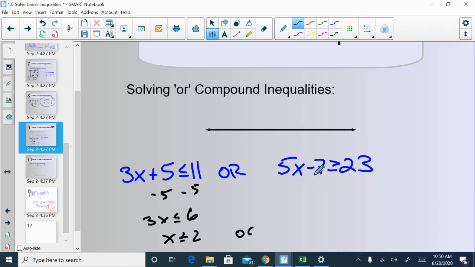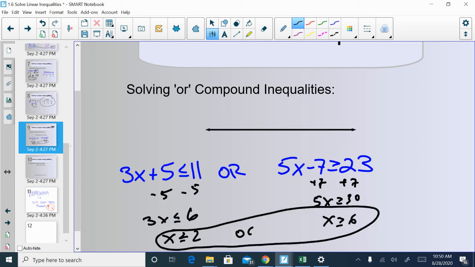Over here, same idea. We have a -7. We need to undo that -7, so we're going to add 7. Add 7. 5x is greater than or equal to 30, so x is greater than or equal to 6. That's my statement.